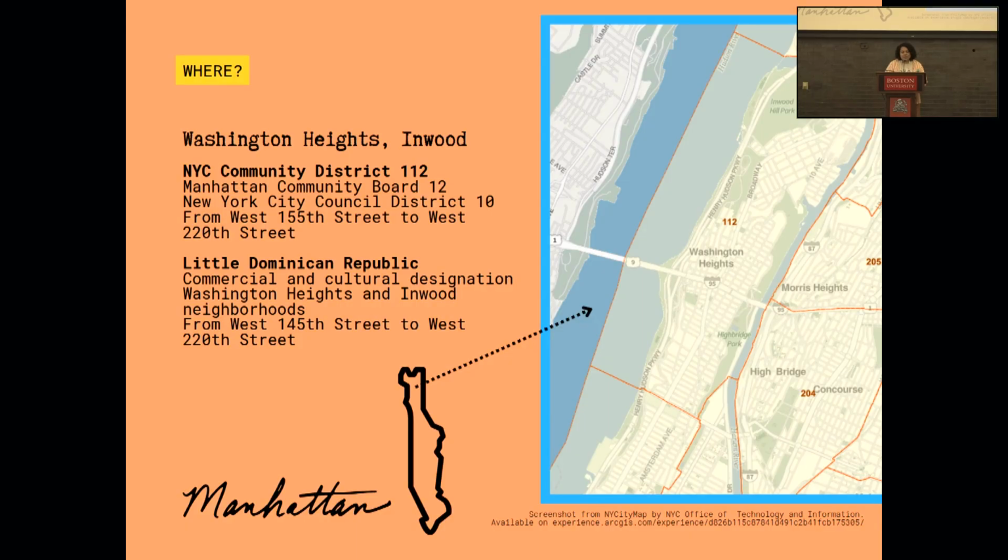And well, for those of you who are not so familiar, Washington Heights is right there. If you see the map of Manhattan, it's that upper area. And there are two different limits that I have to think of. One is the Community District 12, that is between West 155th and West 220th, and the other one is the Little Dominican Republic, that is in the same area, but it starts at 145th Street. So it's a little bit bigger, by 10 blocks.